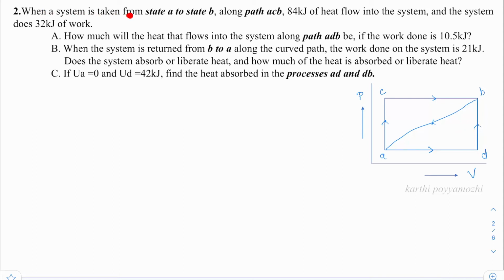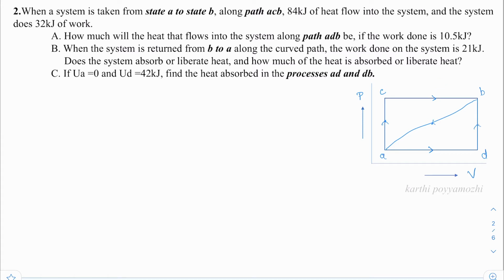When a system is taken from state A to state B along the path ACB, 84 kilojoule of heat flows into the system and the system does 32 kilojoule of work. That is, when a system is taken from state A to state B along the path ACB, 84 kilojoule of heat is flowing into the system and the system does 32 kilojoule of work.